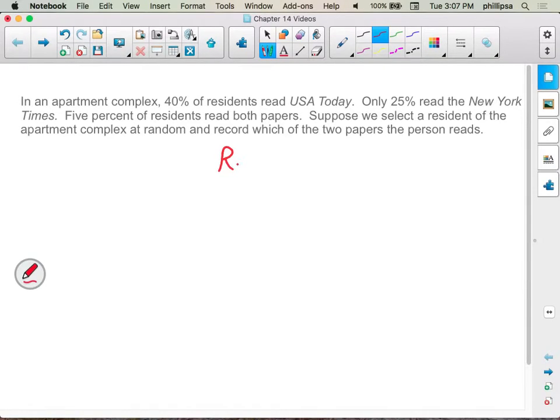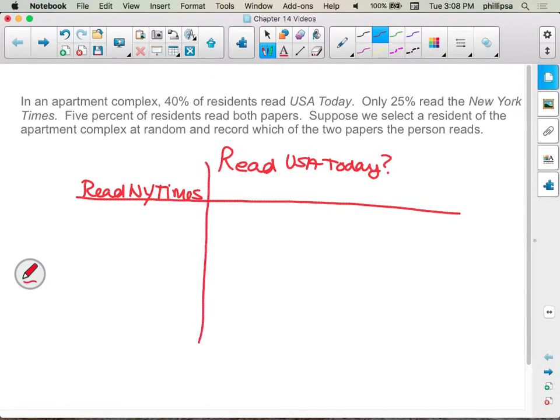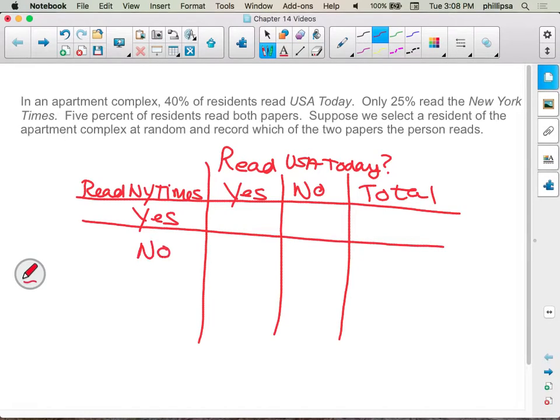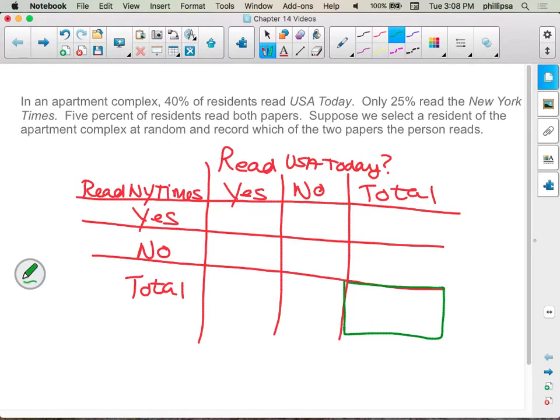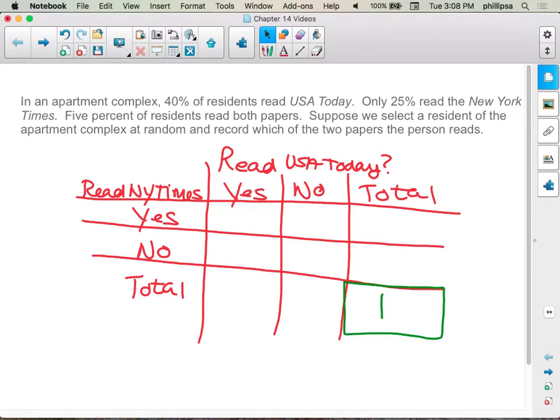So we have two ideas going on here: they read USA Today, or they read the New York Times. Total. The first thing I want to talk about is that last box. That's your complete total. These are probabilities, given as percentages, which means this cannot be more than 1. For it to be a legitimate probability model, that has to total 1. They're giving these to you in terms of percent, so it's got to total 100%.